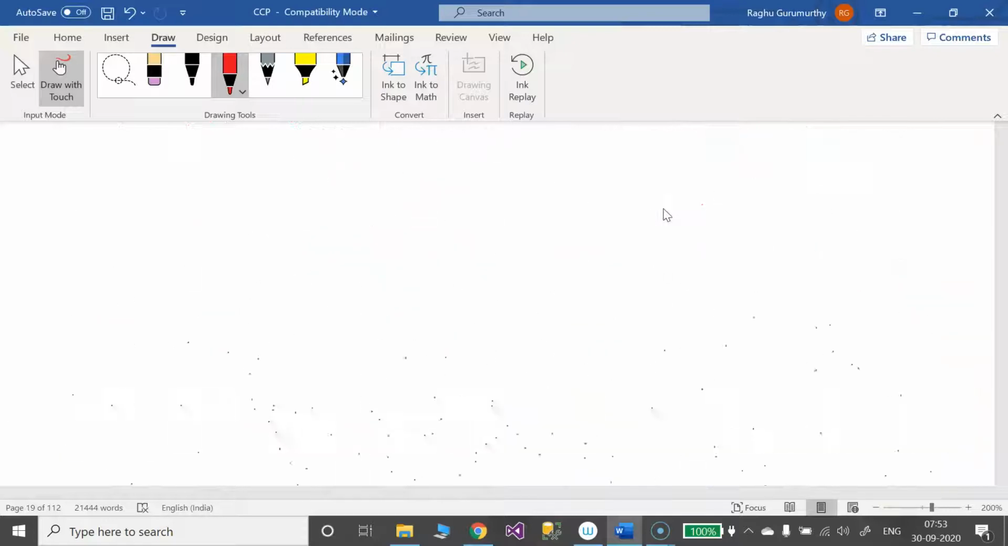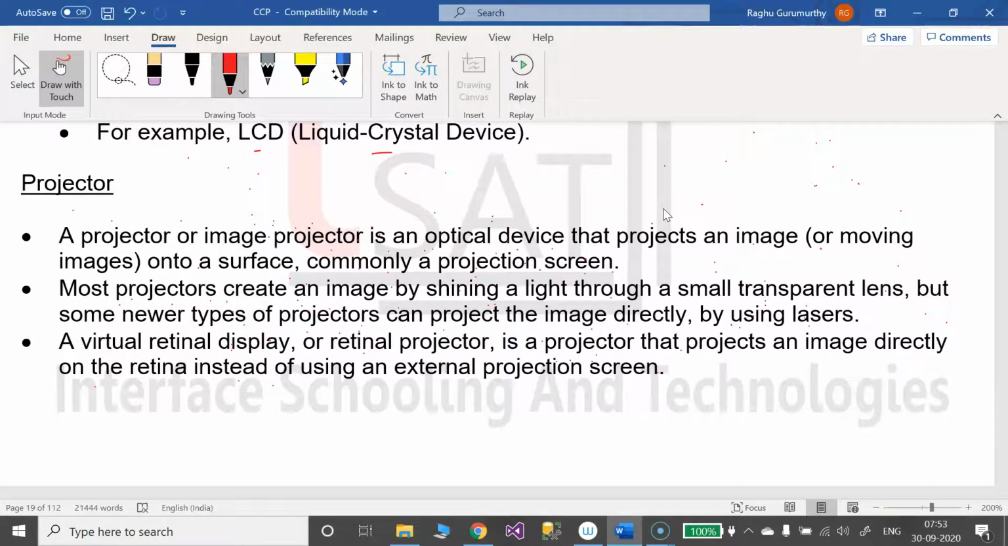Later we have projectors. We all know that we use projectors for presentations and other such purposes to display content on a very huge screen. A projector or image projector is an optical device that projects an image, or moving image, on a surface, commonly a projection screen. Most projectors create an image by shining a light through a small transparent lens, but some newer types of projectors can project images directly by using lasers. We can go with respect to laser technologies.